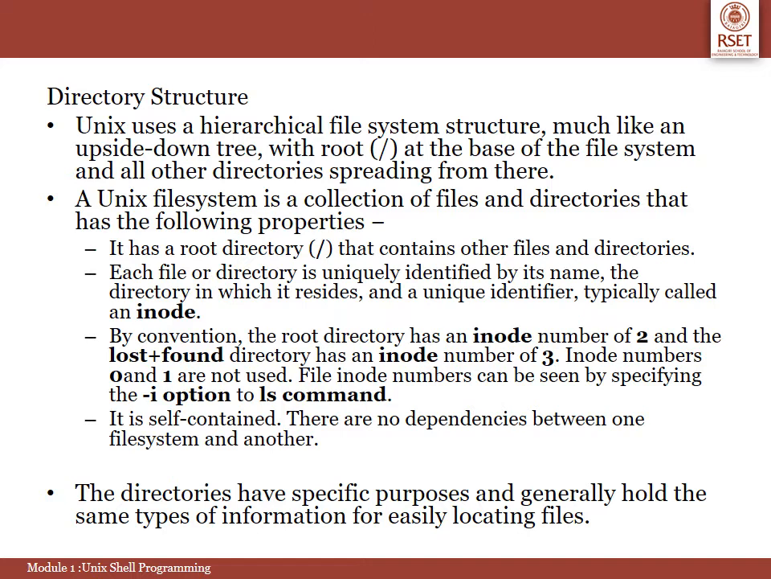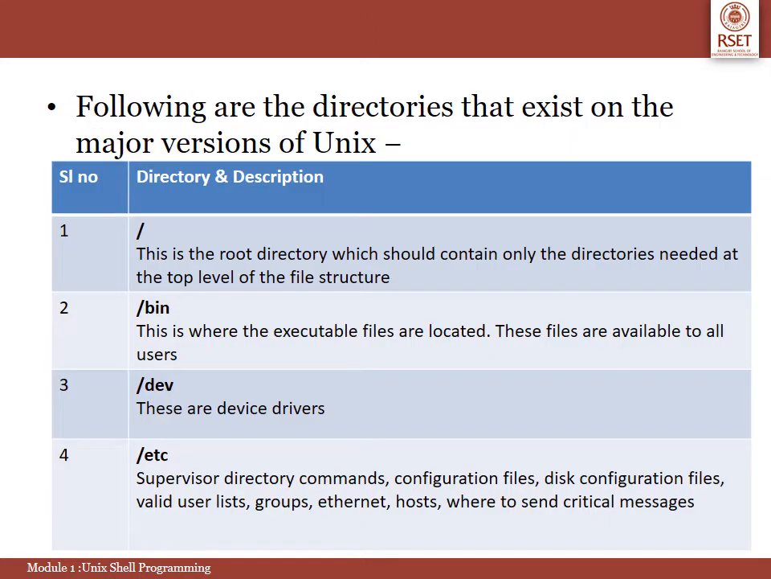There are no dependencies between one file system and another. It is not depending on any of the directories. The directories have specific purposes and generally hold the same types of information for easily locating the file. So one directory is holding similar kinds of information. These are the major directories which are used in Unix.